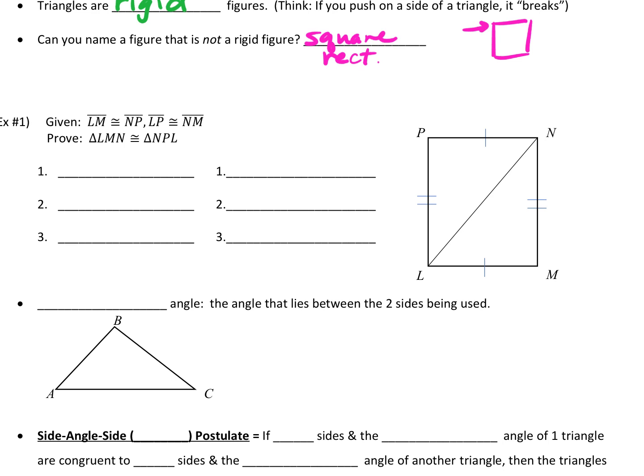So your given information is LM is congruent to NP. That's marked for you. LP is congruent to MN, also marked for you. They want us to prove that these 2 triangles are congruent. Where do we start? With the given. This information goes right here, and we call it given because they gave us all of that.